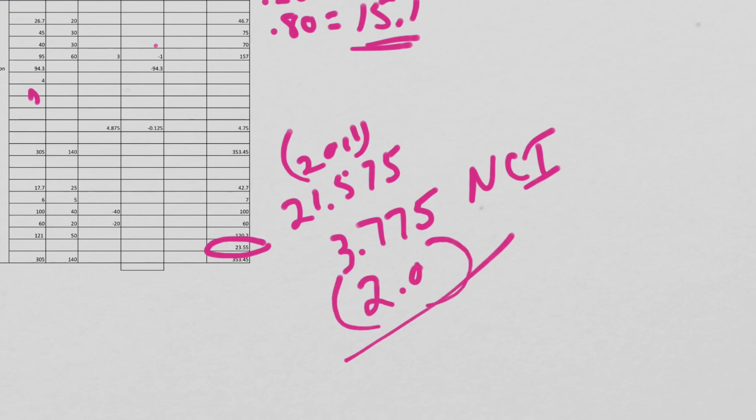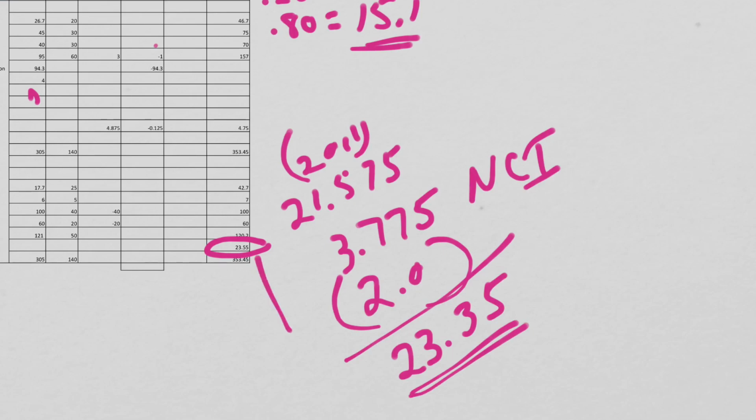I'm going to do the math. 21.575 plus 3.775 minus 2, and I get 23.35. So that really proves to be the right number. How I got this, I don't know, but again, like I said, I'll see you later.